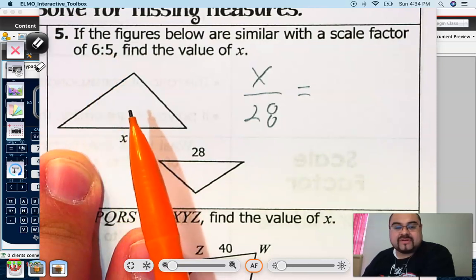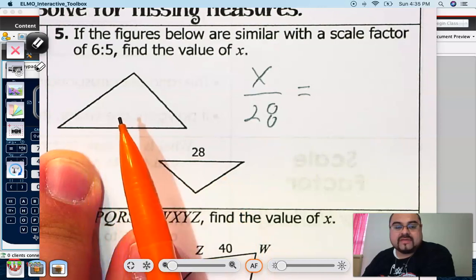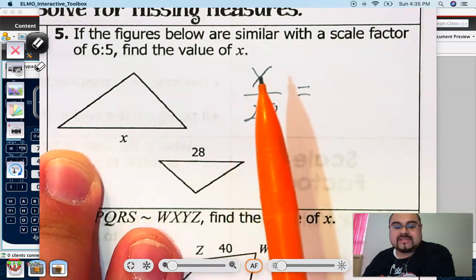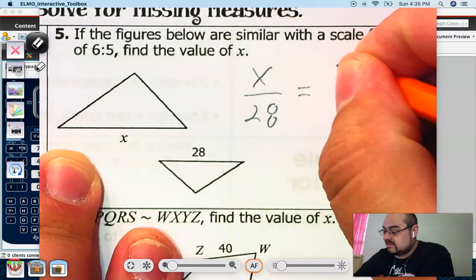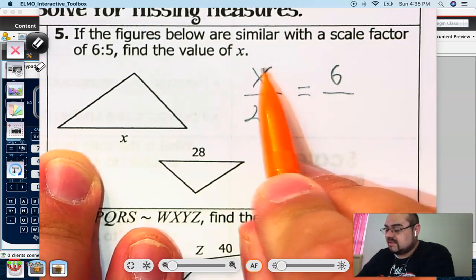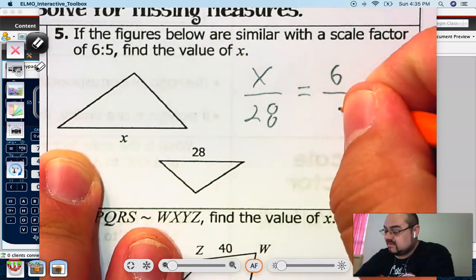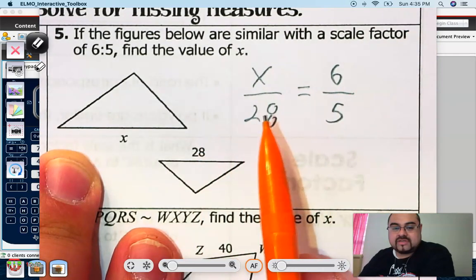So which is the bigger figure, this one or this one? It's going to be this one, right? So the x is going to go across from the 6. So the 6 will go here. It corresponds with the triangle with the x. And the 5 is going to go down here. This is the smaller triangle, right? The 28 is the smaller triangle.